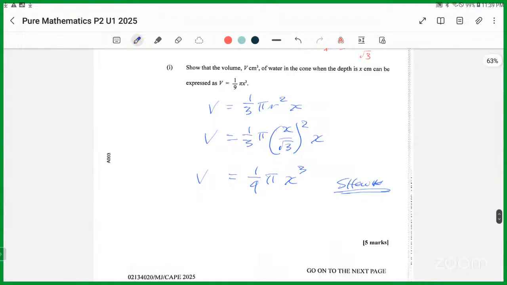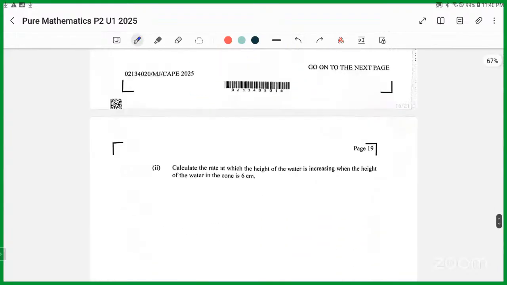And this is a connected rate of change question. So you know we're going to differentiate this. Let's do it now. So dV by dx. We're going to ask for the rate of change of the height. It's going to become, the pi is going to become a third, 1/3 by x squared. That's differentiating this.